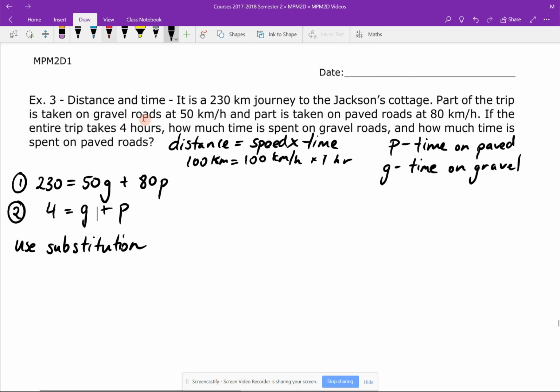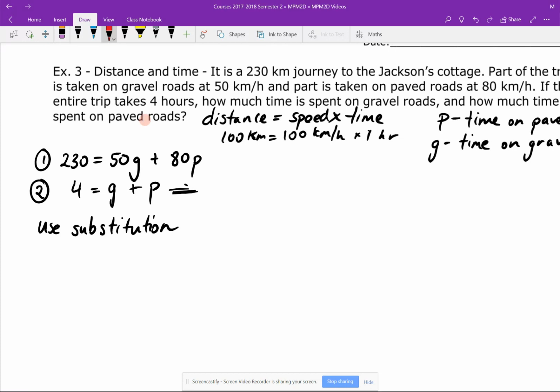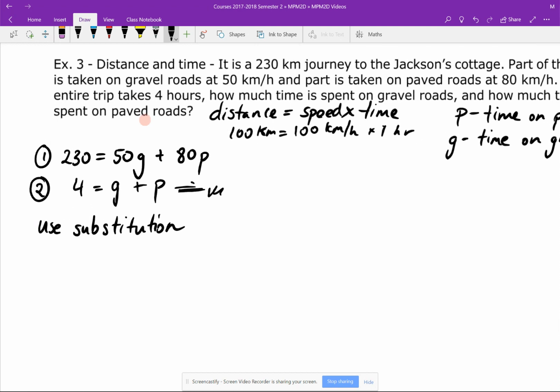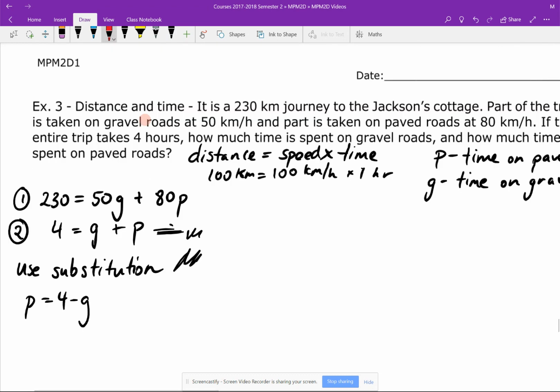I'm going to first take this equation right here. My program is freezing up a bit on me. Strange. Okay, I just have to ignore those extra marks there. It still writes, so it's fine. Using substitution, I'm going to rearrange equation 2 to say P equals 4 minus G, just subtracting G from both sides of the equation. And I'm going to substitute that into equation 1.